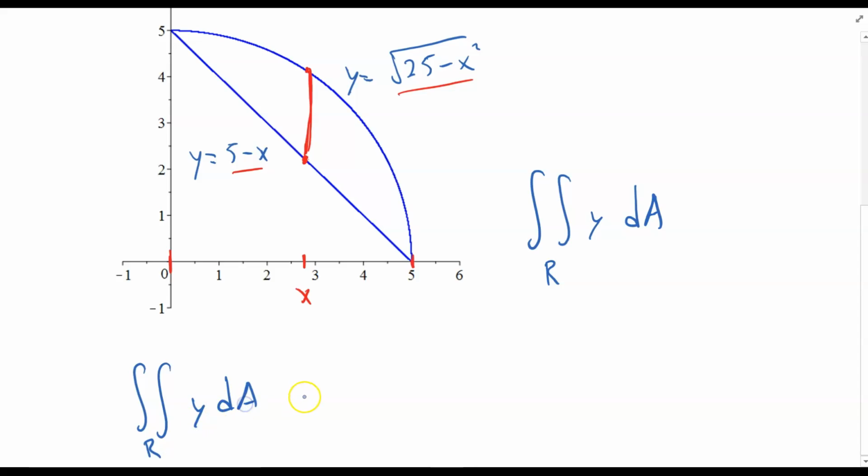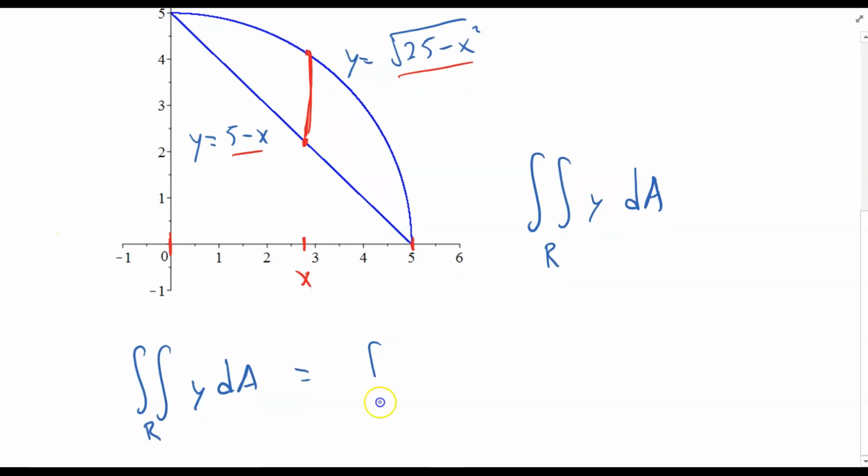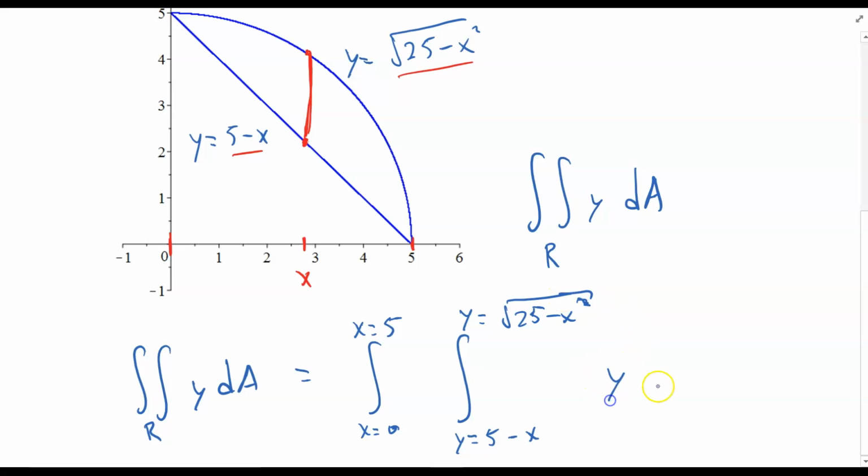Alright, the dA is going to turn into, what we're going to be doing is letting x vary from 0 to 5. For each one of those x values, we're going to let y vary from the bottom of the region, which is 5 minus x, to the top of the region, which is the square root of 25 minus x squared. All right, and we've got then our function, our integrand is still y here.